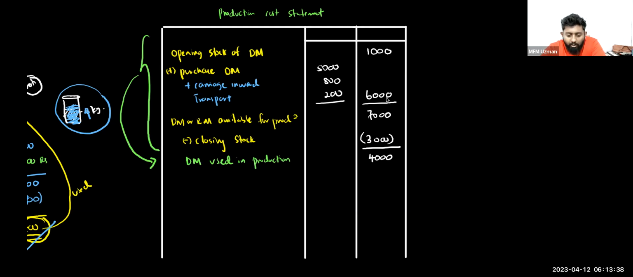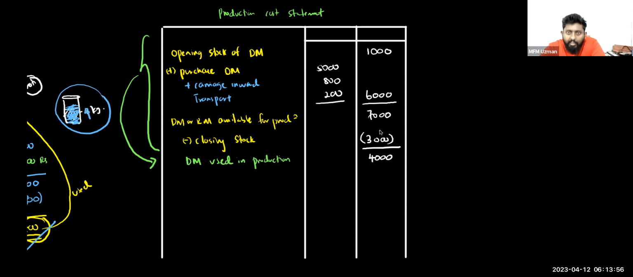So now my simple question is, how much flour is available at your home to be used in production? We had 1,000 at the beginning. We originally purchased 5,000, but it cost us 6,000. So now we have 7,000 worth of flour at our home to be used. Then at the end of the day, if 3,000 of flour is remaining in the bucket, what is that 4,000?